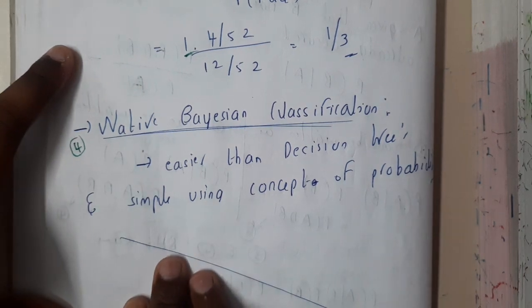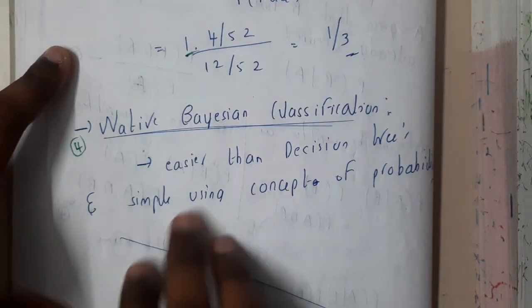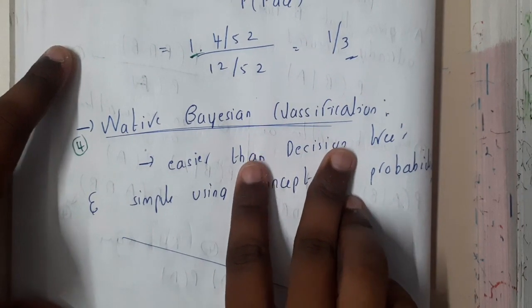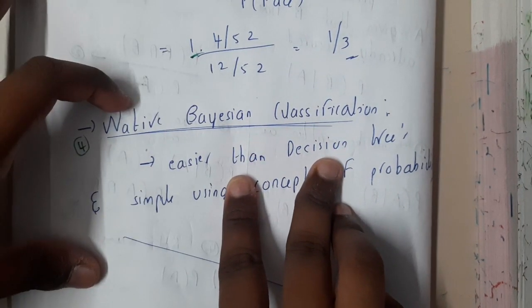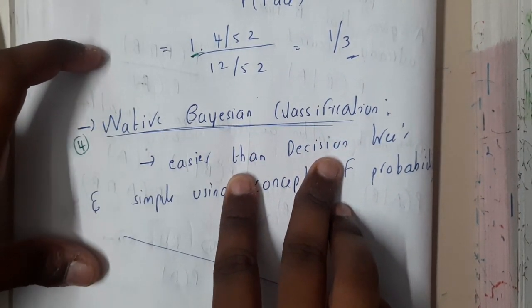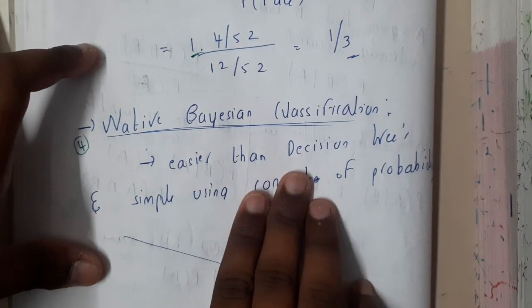Hello guys, we are back with our next lecture. In this lecture, let us go through the concept of Naive Bayes classification. Guys, we will be taking a detailed example in this session. Don't worry, this is easier than decision tree.